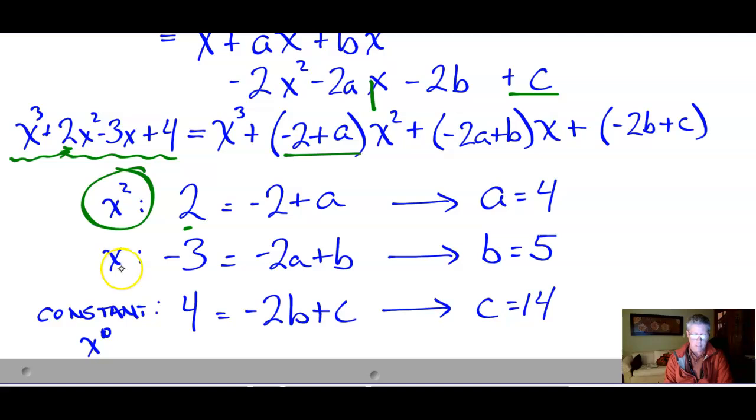The coefficient of x, -3 over here. And so I write -3 equals -2a plus b. I already know what a is. Plug it in. Hopefully add and subtract right. And I get my b value. And finally, the constant term on this side is a 4. The constant term on this side is everything without an x, or the coefficient of x to the 0. That's just lame, but sometimes they're going to ask you, what's the coefficient of x to the 0? What they're saying is, what's the constant term? Don't fall for it.